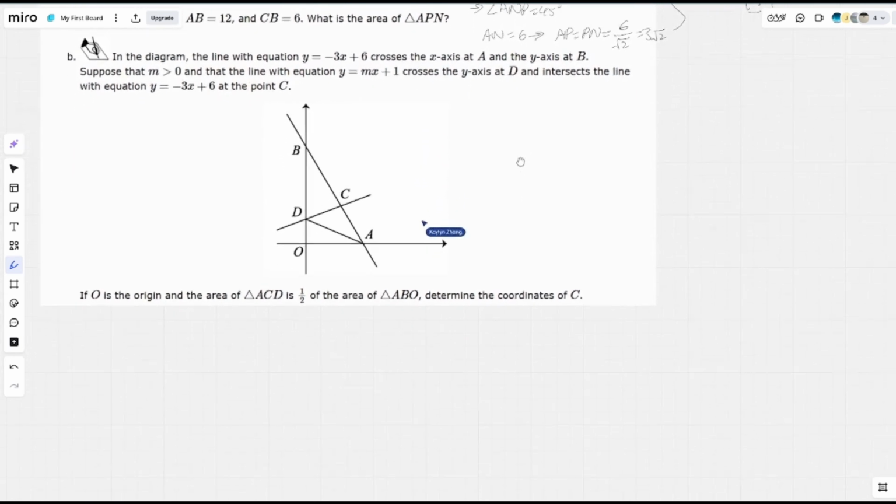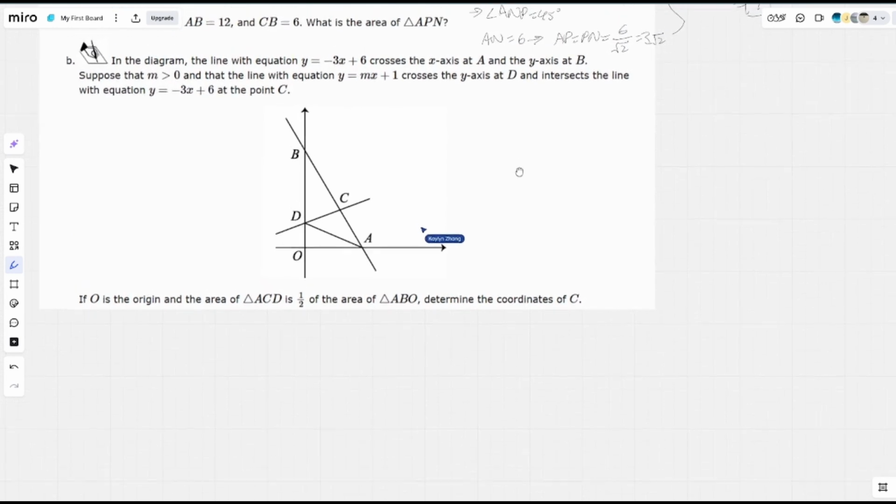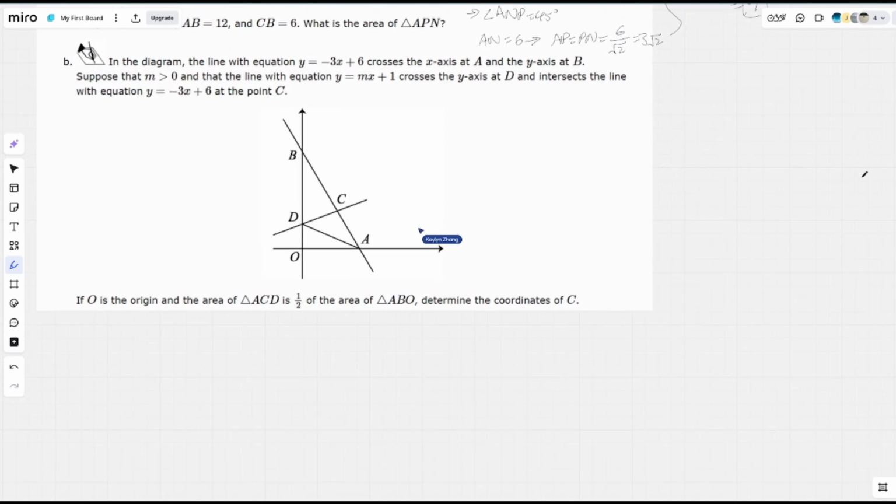So for the next question, 4B, in the diagram, the line with the equation y is equal to negative 3x plus 6 crosses the x-axis at A and the y-axis at B. Suppose that m is greater than 0 and the line with the equation y is equal to mx plus 1 crosses the y-axis at D and intersects the line with the equation y is equal to negative 3x plus 6 at C. So we're given that O is the origin and the area of ACD is 1/2 the area of ABO, and we want to find the coordinates of point C.